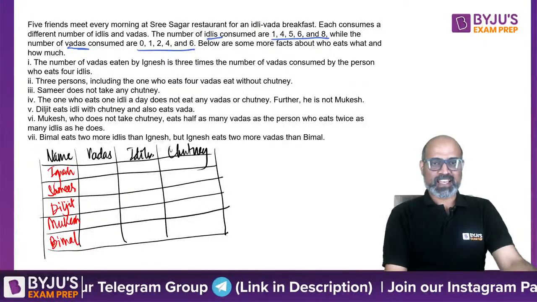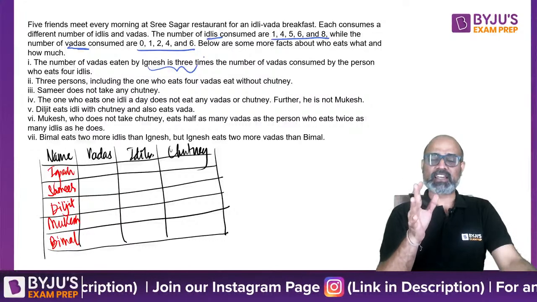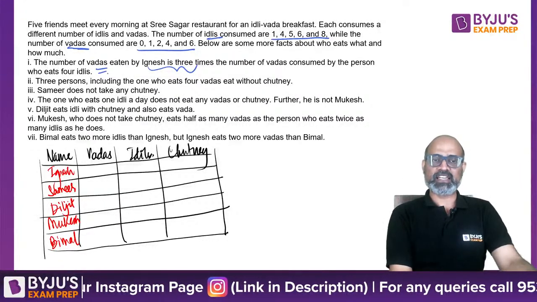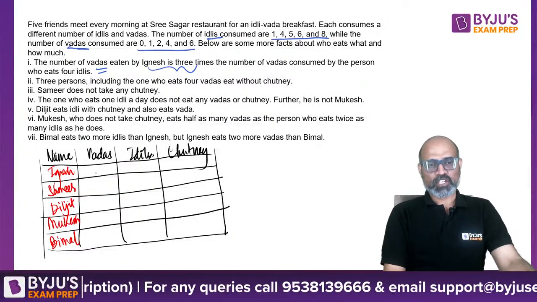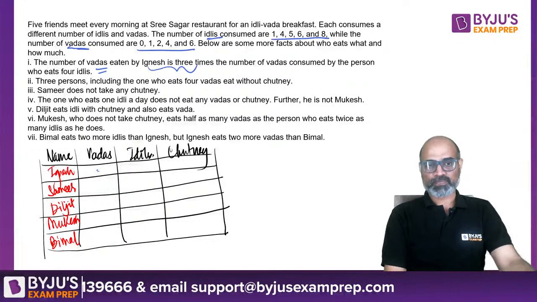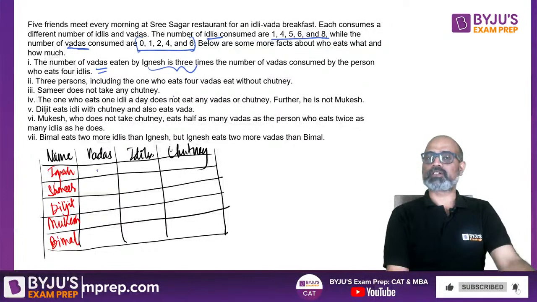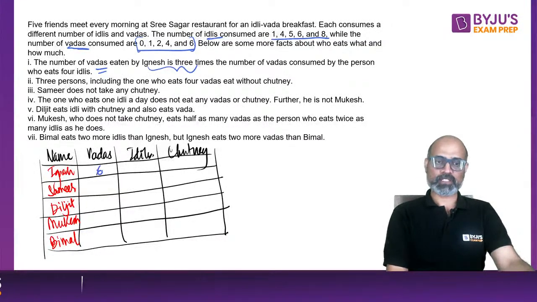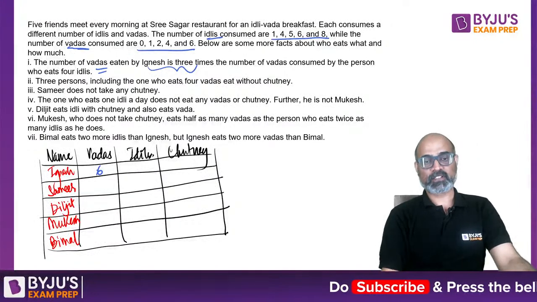But since Ignesh is going to eat 3 times some number, can we say the total vadas that he eats is going to be a number in the table of 3? So we have to write a number from the table of 3 under vadas for Ignesh. Let's go to vadas. Which number do we see which is in the table of 3? 6. That's the only number. So I'll put in 6. So we know only so far that Ignesh eats 6 vadas.